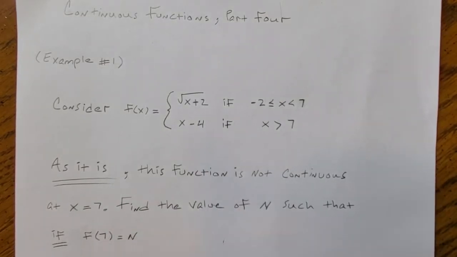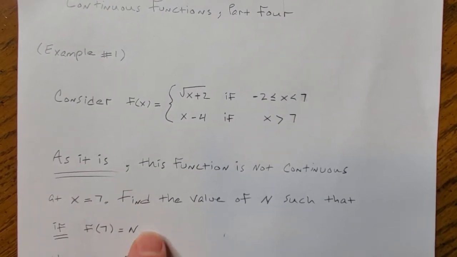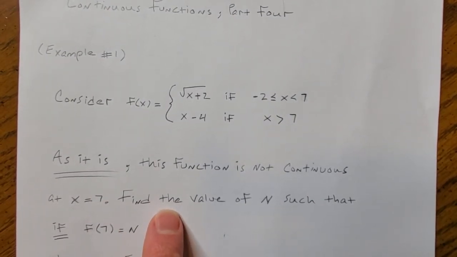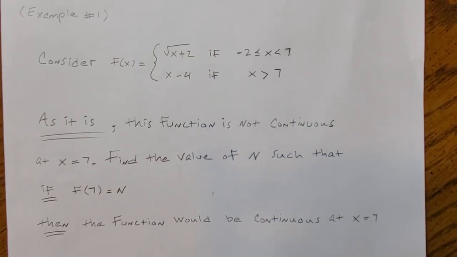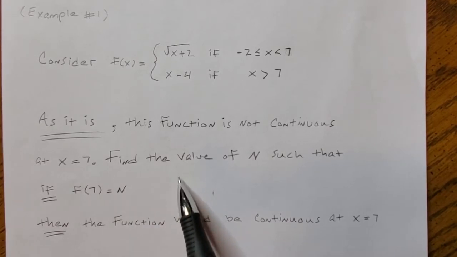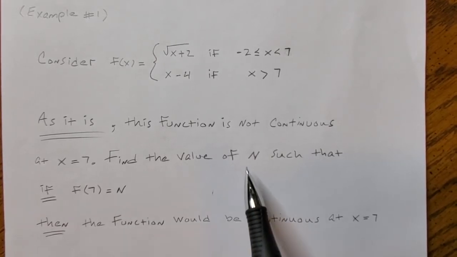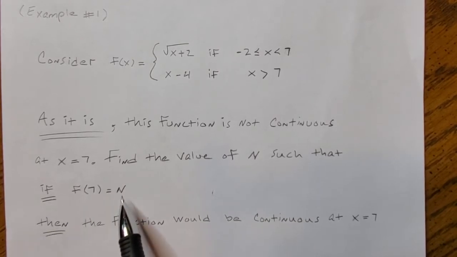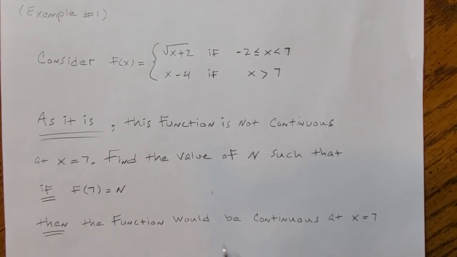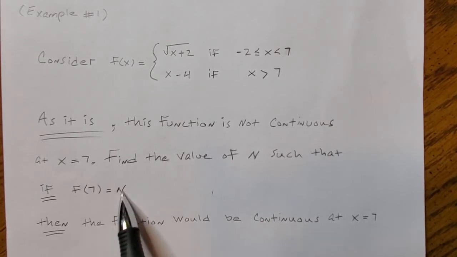Now, what I'm asking here is, could you alter this function so that it was defined at 7 in a way that it was continuous there? The way the statement is given is: find the value of the number n such that if f of 7 was n, then the function would be continuous at 7. All right, so let's find that number n.